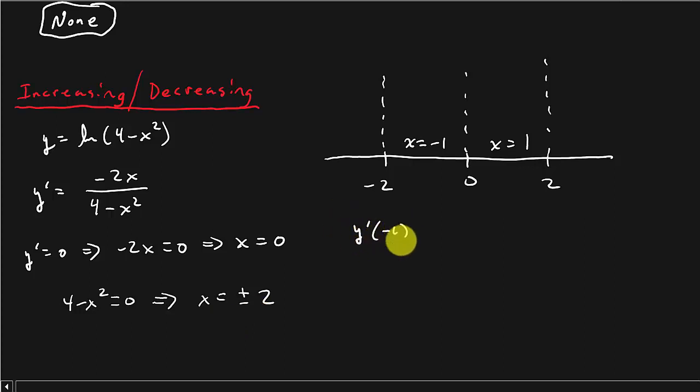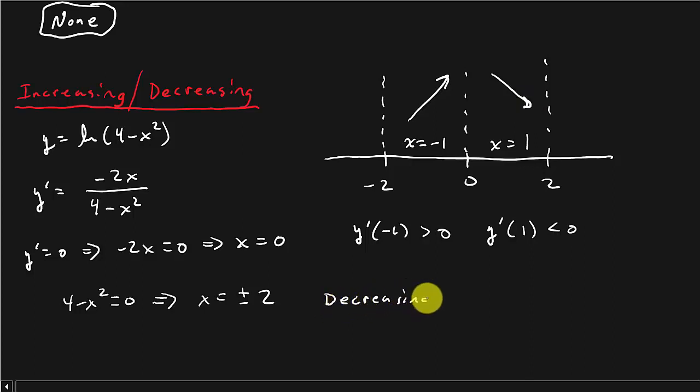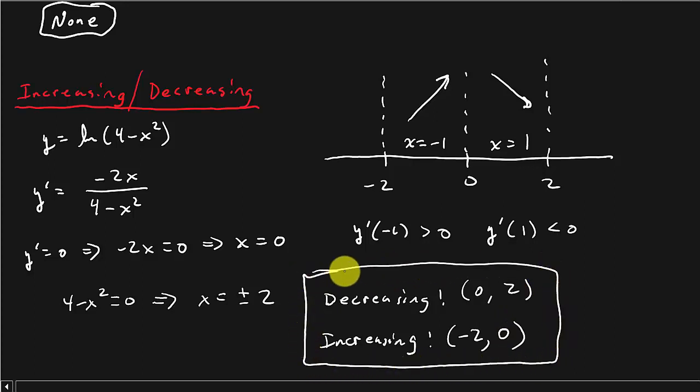So y prime of -1. If we plug the -1 into here, that's going to be a positive up here, a positive down here. So that's positive, so that's increasing. And then if we do y prime of 1, plug the 1 in here, that's going to be negative over positive, so that's negative. So that's decreasing. So this thing is decreasing from 0 to 2 and increasing from -2 to 0. So there's your increasing and decreasing.